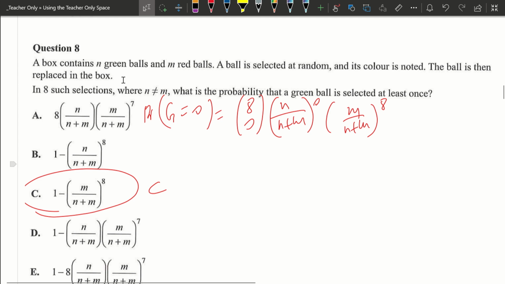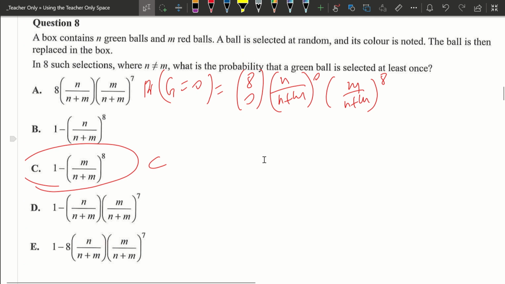A box contains n amount of green balls and m amount of red balls. A ball is selected at random. The color is noted, and then the ball is replaced in the box. In 8 selections, and we also have n not equal to m, what's the probability that a green ball is selected at least once? Well, at least once is a lot of possibilities. It includes once, twice, 3 times, 4 times, and so on, so that's annoying. So what we can do is look at the probability of a green ball selected 0 times. We don't end up selecting a green ball.